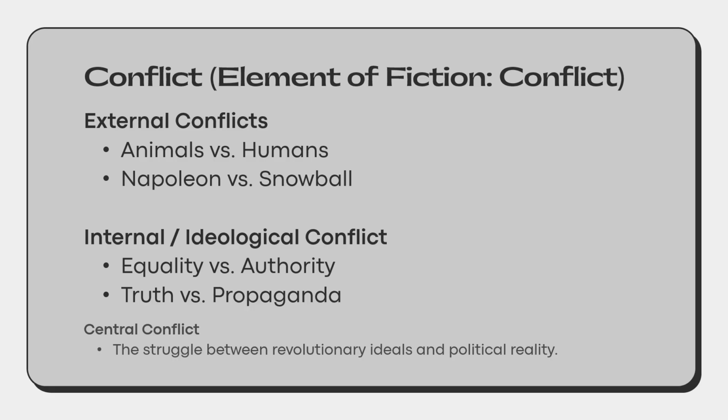Conflict is central to the narrative of Animal Farm. The novel presents external conflicts such as the struggle between Napoleon and Snowball, and internal conflicts such as tension between equality and authority. The most important conflict is ideological, the struggle between the original revolutionary principles and the reality of political control.